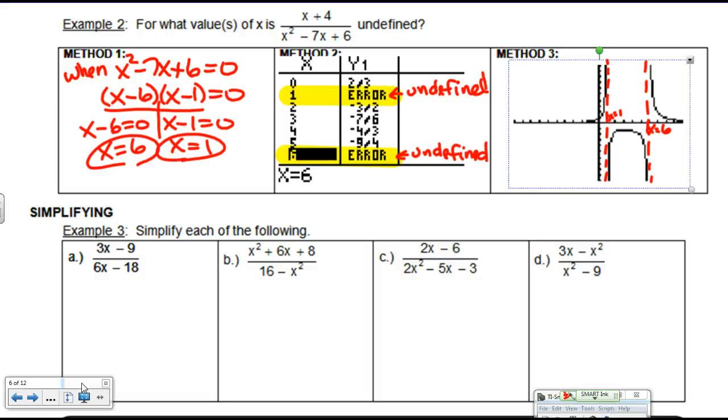So first, we need to factor. Okay, well, the numerator is a GCF. The denominator is a GCF type. So the numerator, there's a 3. The denominator, there's a 6 in common.